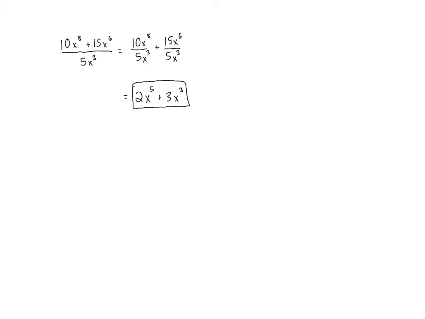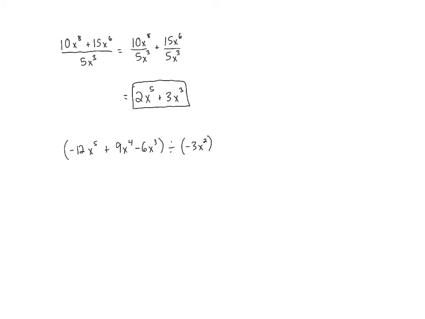All right, let's take a look at one more, and then you can go through and look at as many examples as your heart desires. Let's take a look at negative 12x to the 5th plus 9x to the 4th minus 6x cubed divided by negative 3x squared.